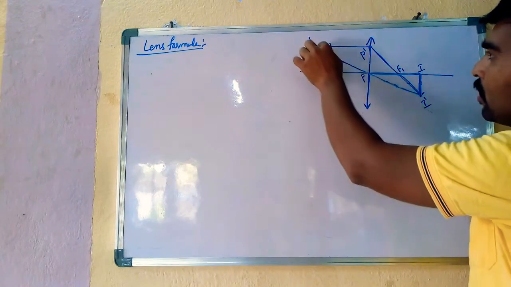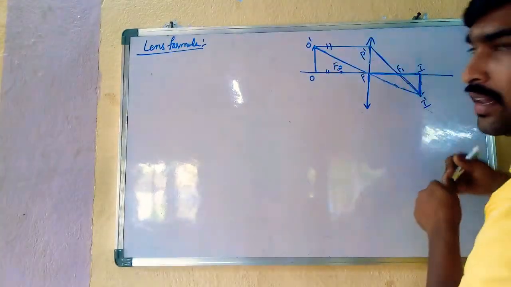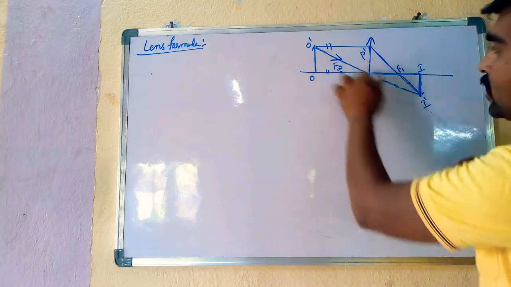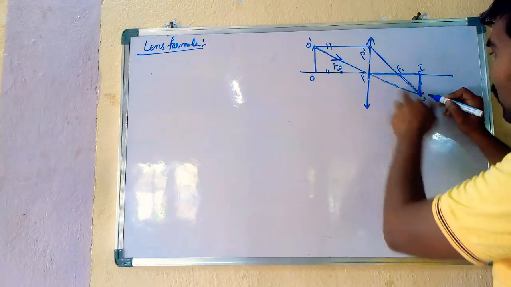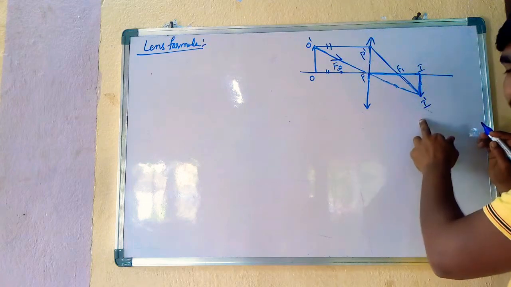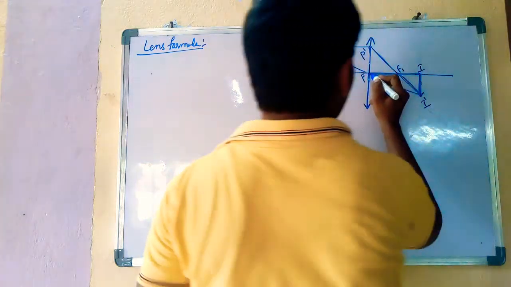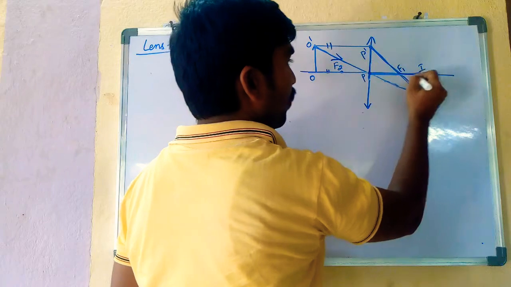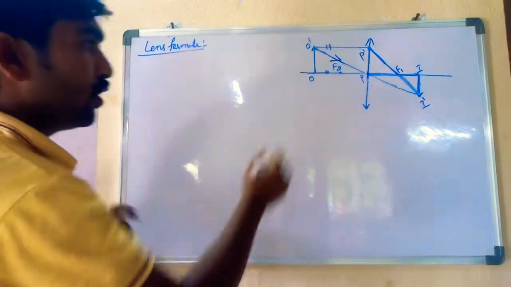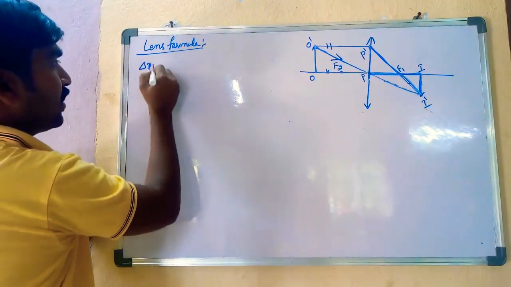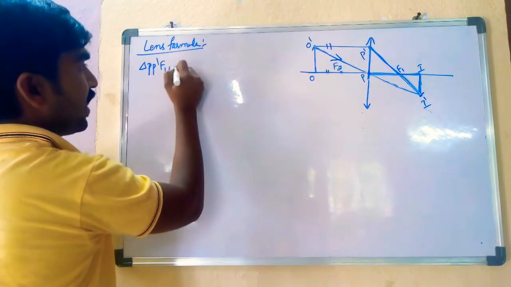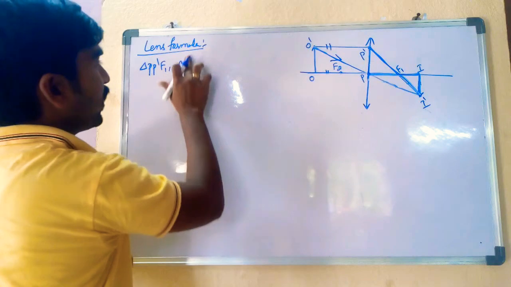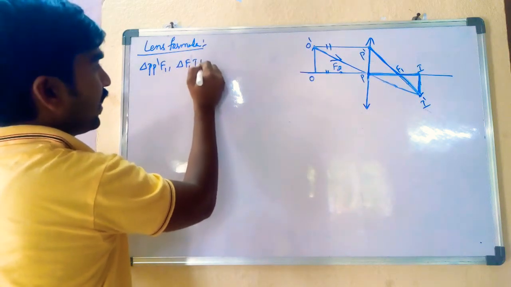Another incident ray passes through the optic center and goes on to the image I dash. And here P dash F1 and F1 I dash, both form two similar triangles. That's why I am writing triangle P dash P F1 and triangle F1 I I dash.